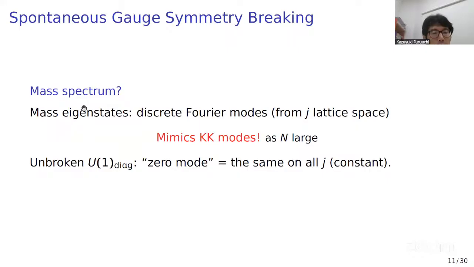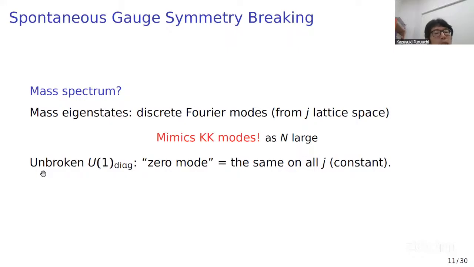So what is the mass spectrum? The mass eigenstates are actually given by discrete Fourier modes, going from the lattice space to its Fourier space. And it mimics the Kaluza-Klein mass spectrum as n goes to large.